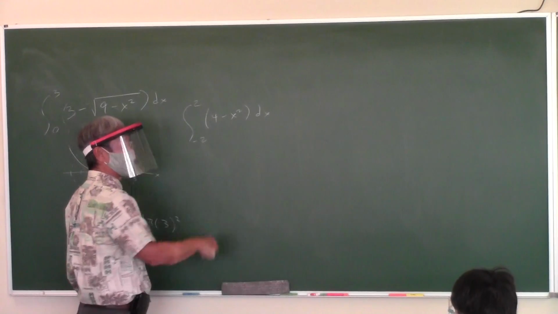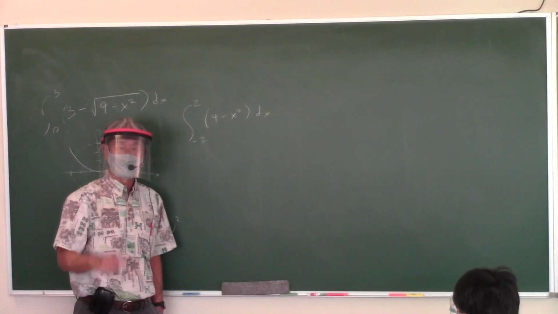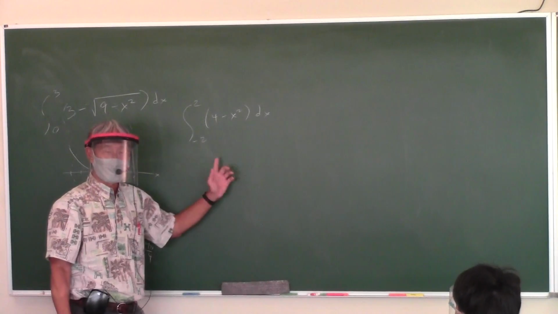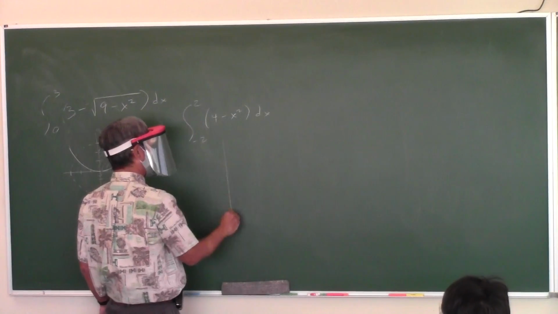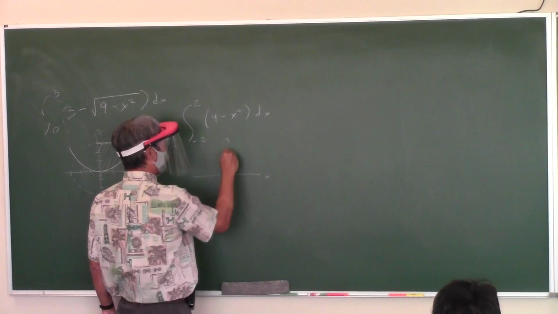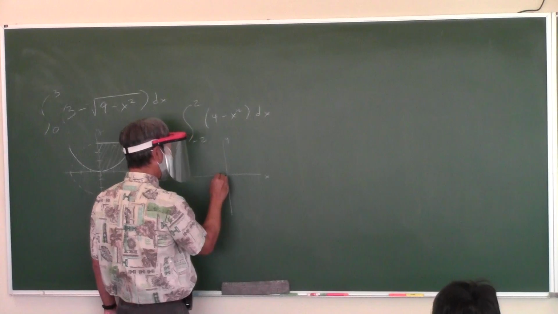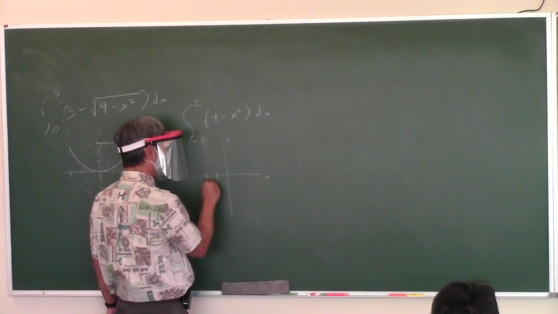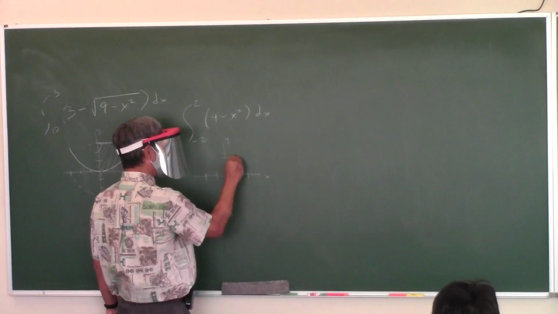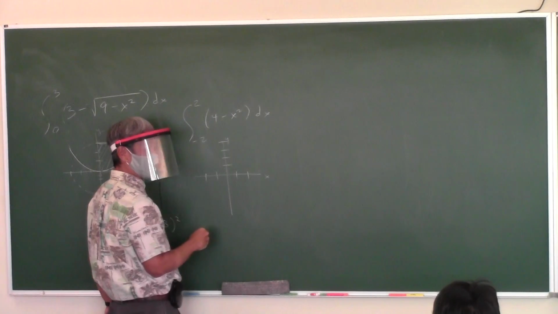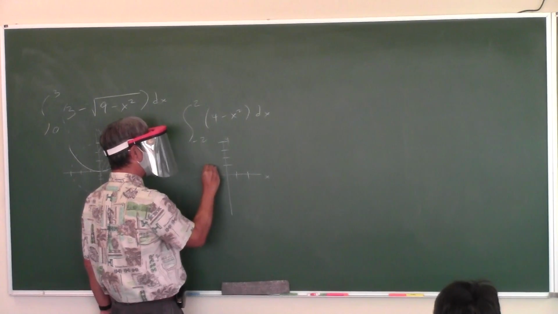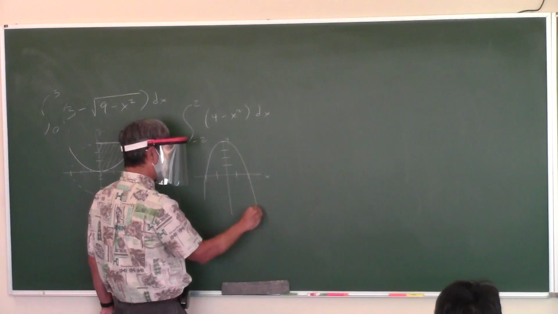Okay, what is this graph? Is that a semicircle? No, because it doesn't have the square root. This is a parabola. What are the x-intercepts of this parabola? 2 and negative 2. And the y-intercept is 4, right? The parabola opens down like this.